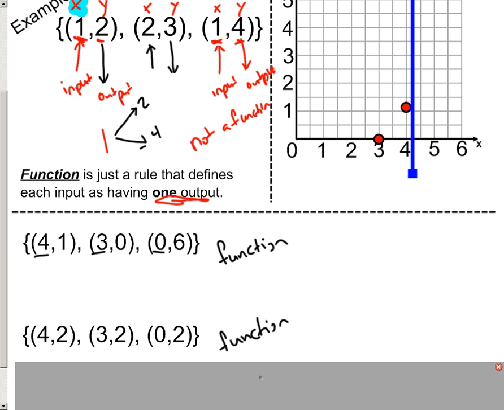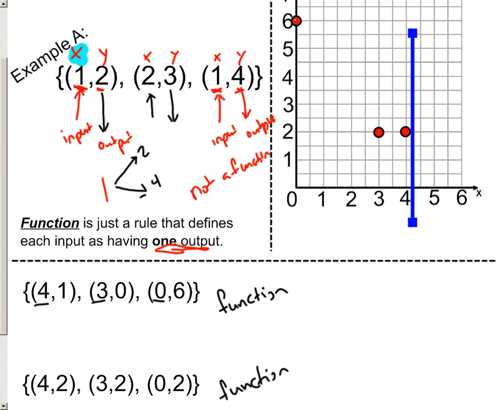Let's see. 4, 2 would be right there. 3, 2 would be right here. And I need to go up to get that third point. 0, 2 is right here. So when the y's all repeat but we have different inputs, it passes that vertical line test as well. And again, here's the basic rule. If none of my inputs repeated, it's a function.